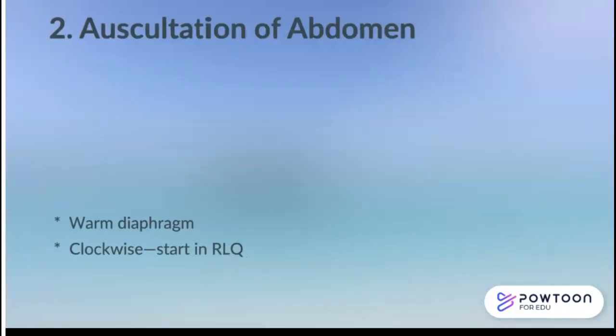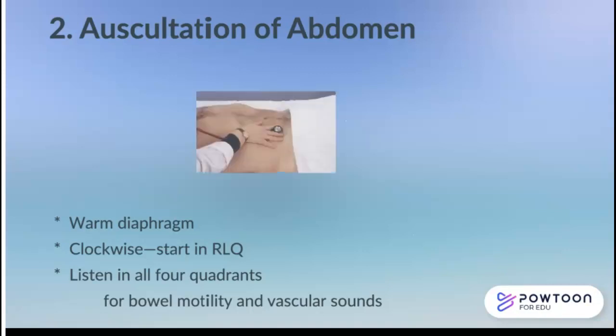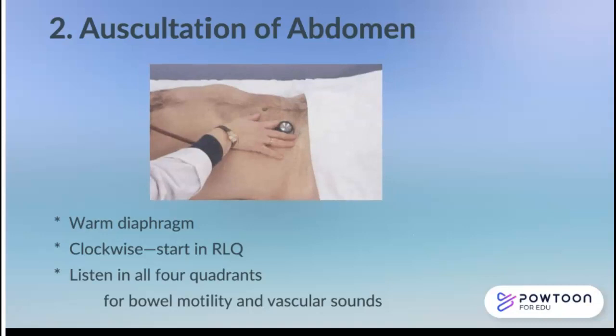Now on to auscultation of the abdomen. Try to warm the diaphragm prior to putting it on your client's skin. Start clockwise in that right lower quadrant. Listen to all 4 quadrants for any type of bowel motility or vascular sounds.